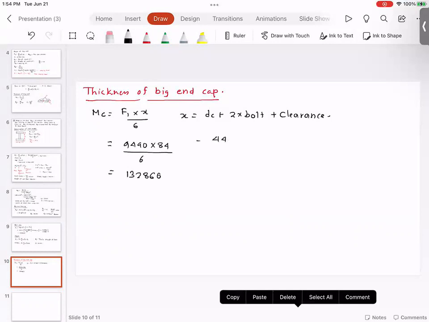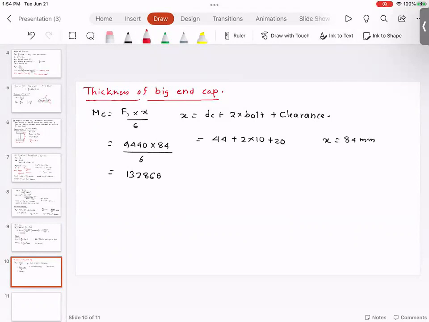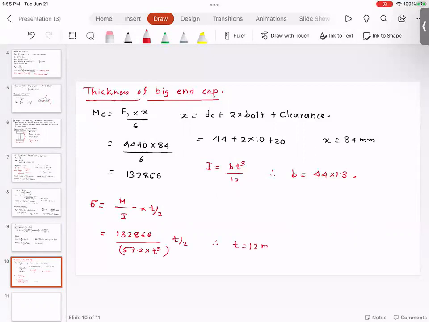So this is 44. Sigma. So the moment is 13260. So thickness is 12 millimeter.